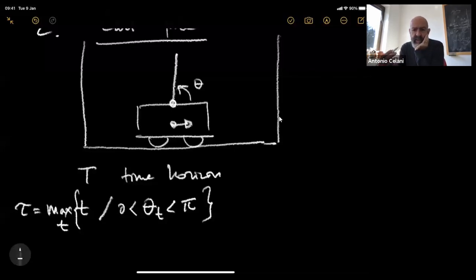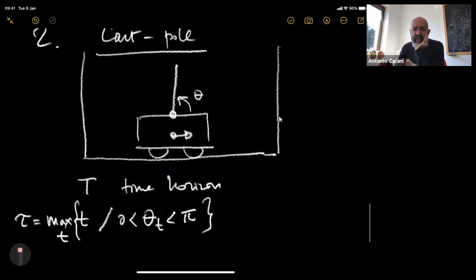So the idea is to find out what is the best way of applying forces, which of course can only be comprised between a maximal force in both directions. I mean, you just put some sensible limits, some sensible constraints on your problem, and you ask what is the best protocol.